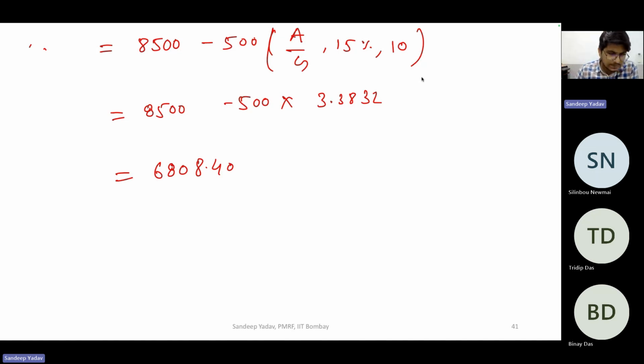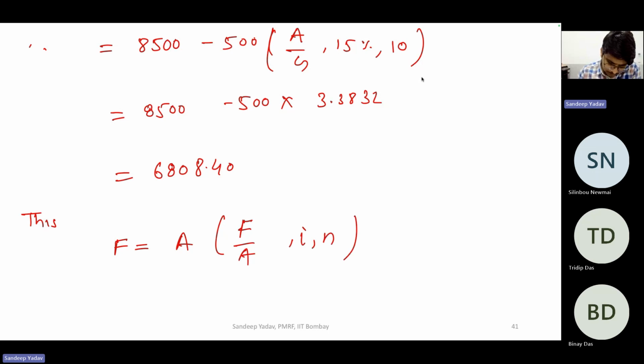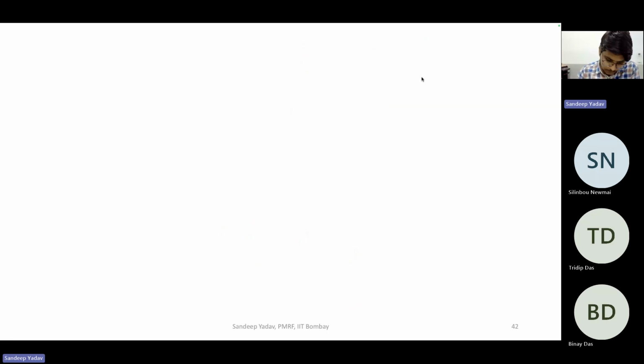So it comes out to be around this amount of money after interest overall. This is equivalent to paying an equivalent amount of 6,800 at the end of every year for the next 10 years. The future worth of this revised series at the 10th year will be A into F by A, with interest rate and N. That will be equivalent to 6,808.40 rupees into 20.304, which comes out to be around 1,38,238 rupees.